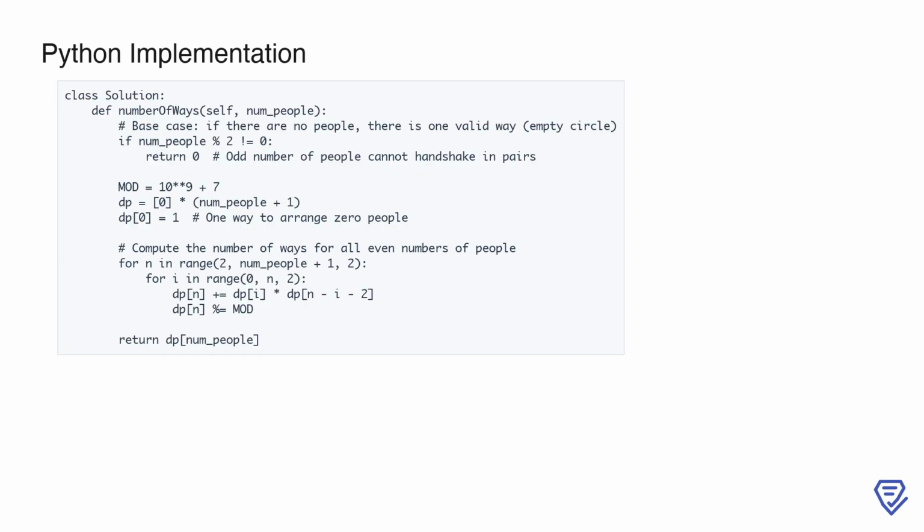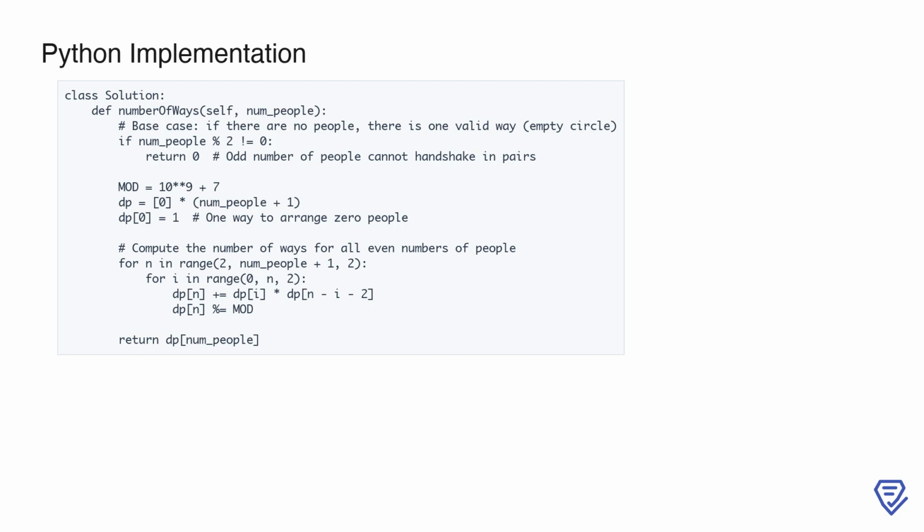1. The function numberOfWays takes number_people as an input, representing the total number of people in the circle. If the number of people is odd, it directly returns 0 because an odd number of people cannot form non-crossing pairs. 2. The mod variable is set to 10 to the power of 9 plus 7 to ensure all computations stay within modular arithmetic limits, as required by the problem. 3. An array dp is initialized with size number_people plus 1. The dp[i] value represents the number of ways to arrange i people in non-crossing handshakes. The base case is dp[0] equals 1, meaning there is exactly one way to arrange 0 people, an empty circle.